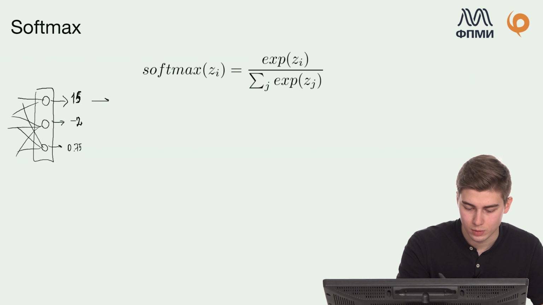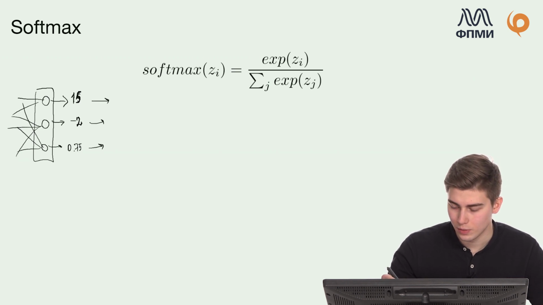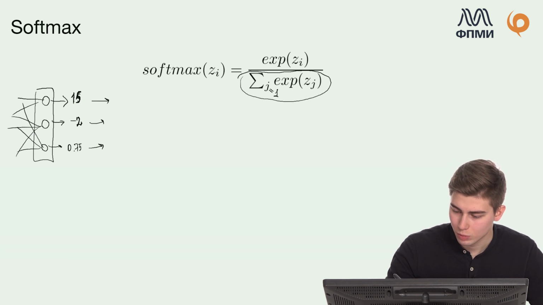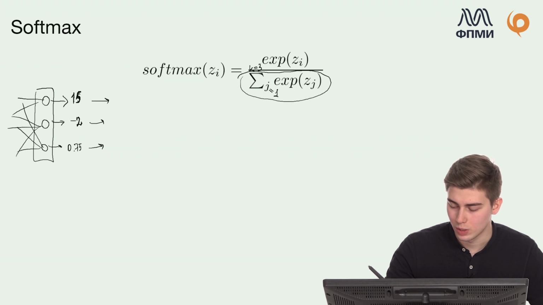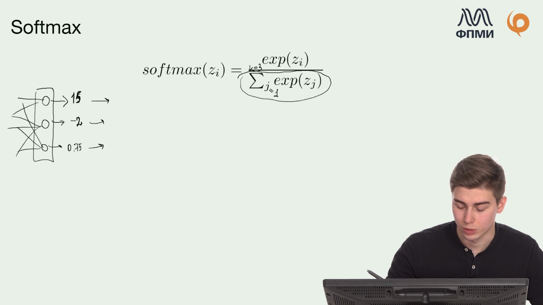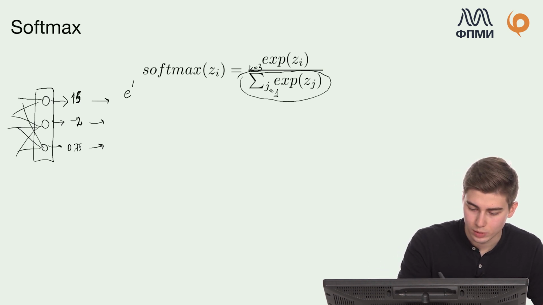Let's see. In the denominator we have the sum of the exponentials of every score, of each score. This is j from 1 to k, which is 3. So for each class we just apply the exponential function to its score, and we will get this expression.